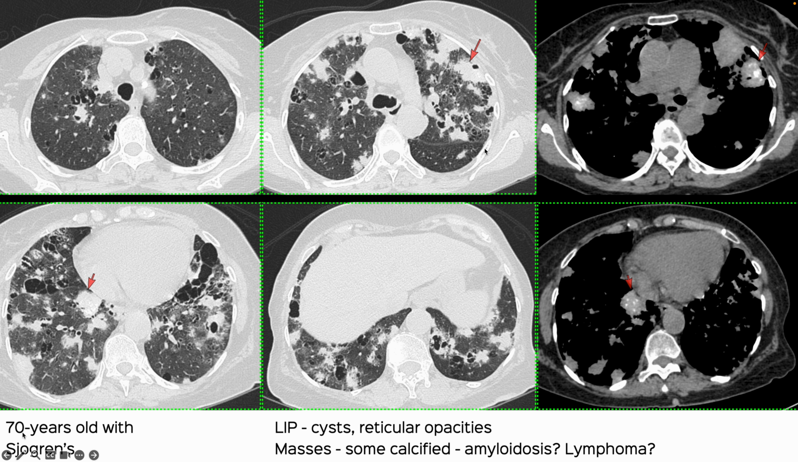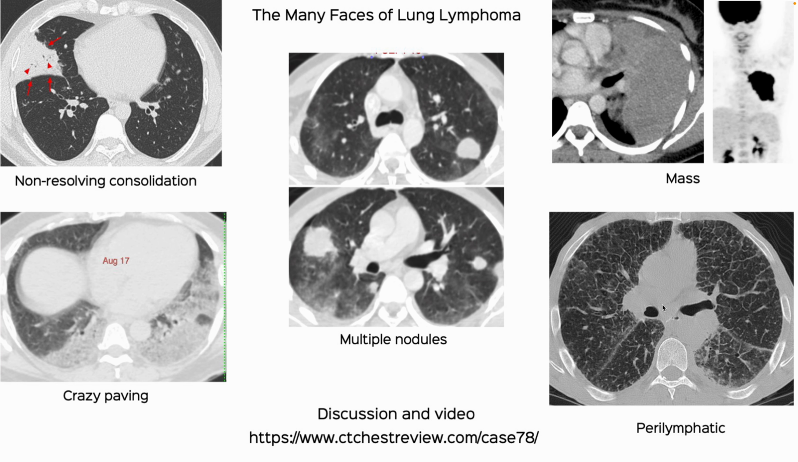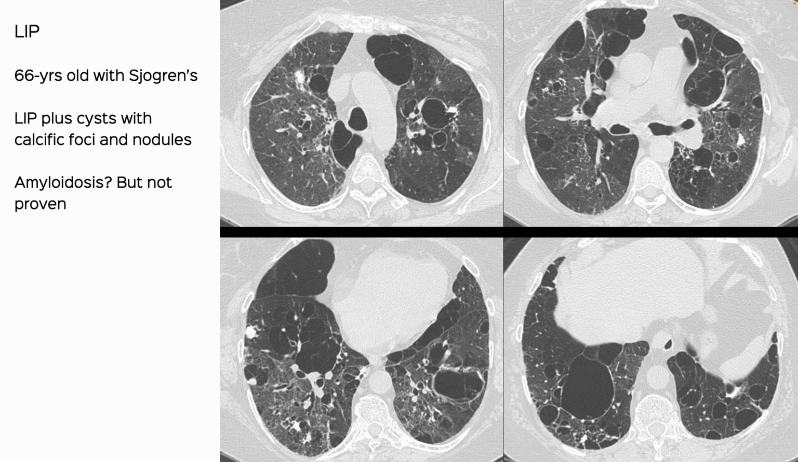This is a 70-year-old with Sjogren's who has these calcified masses throughout the lungs. These masses are not within the cysts, but you can see the rest of the manifestations of LIP with cysts and interstitial lung disease. So is this amyloidosis, which I thought was more likely? Could this be lymphoma? That's possible as well. The patient refused to get worked up, so we never actually got an answer here. I did talk about the many phases of lung lymphoma in case 78. In case you're interested, you can go through that.